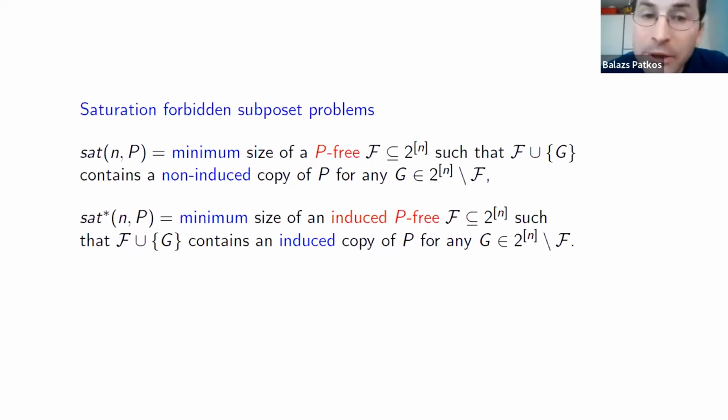Okay, so the saturation problem. Just a reminder, what we want is a P-free family with the smallest possible number of sets, such that if we add any set that was previously not in the family, then there should be a copy of P, non-induced or induced, depending on which version we are looking at. So a copy of P should be born, and we want to minimize that.